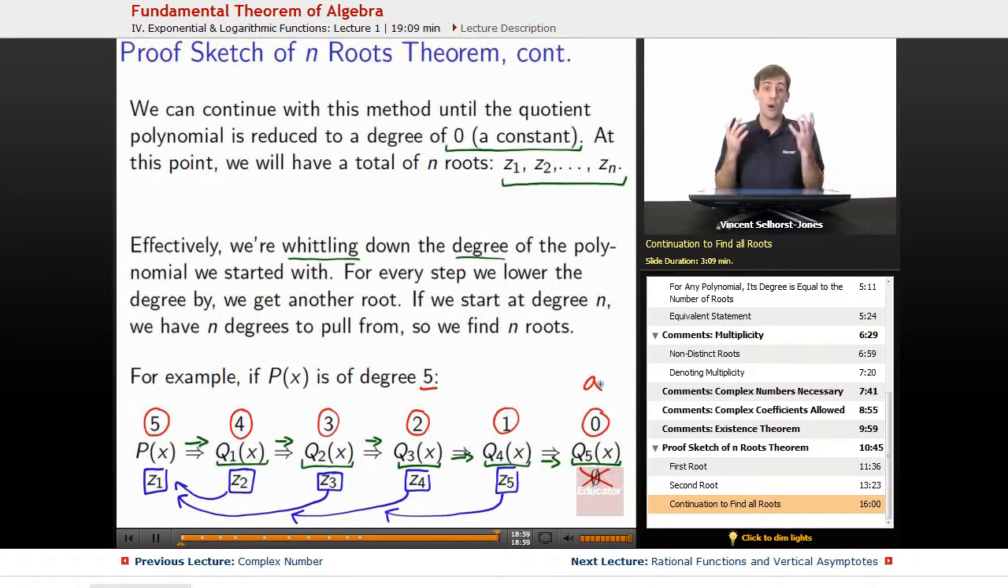Pretty cool. So really, really deep stuff from advanced mathematics that we can actually have a pretty good understanding of just from what we've managed to learn about polynomials so far.